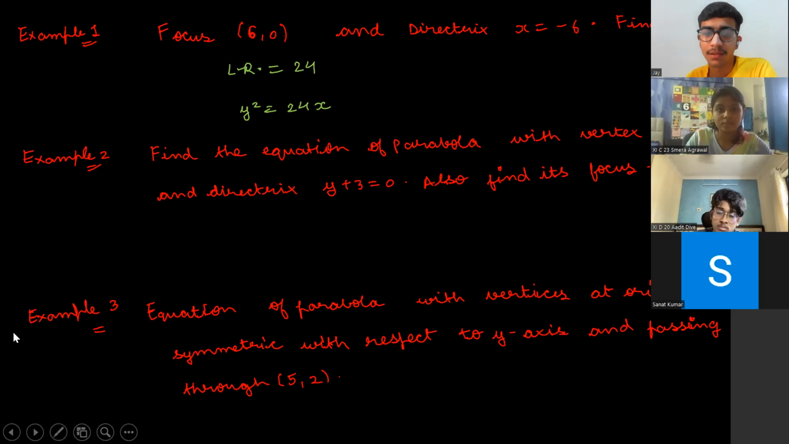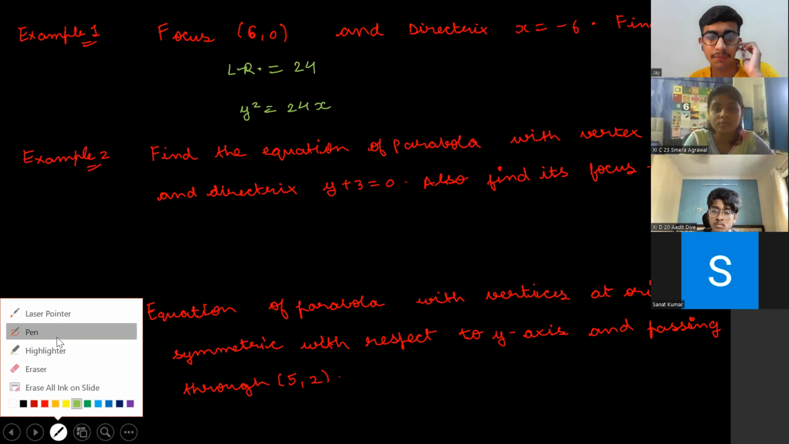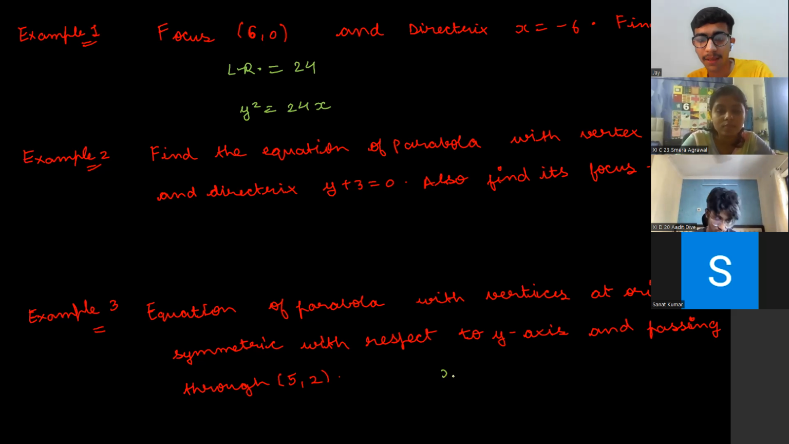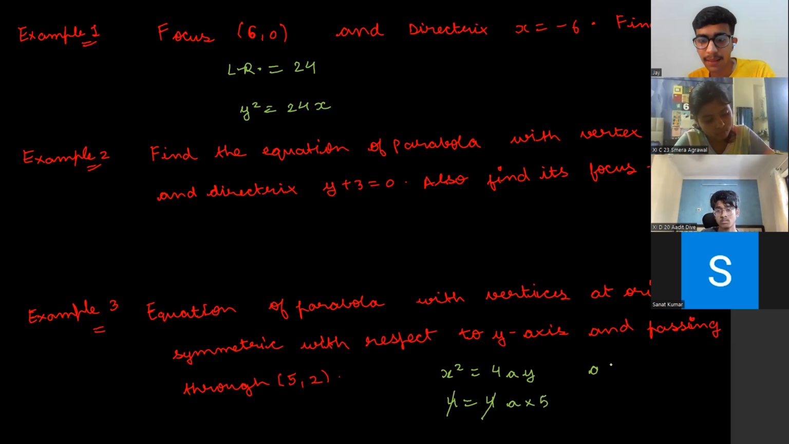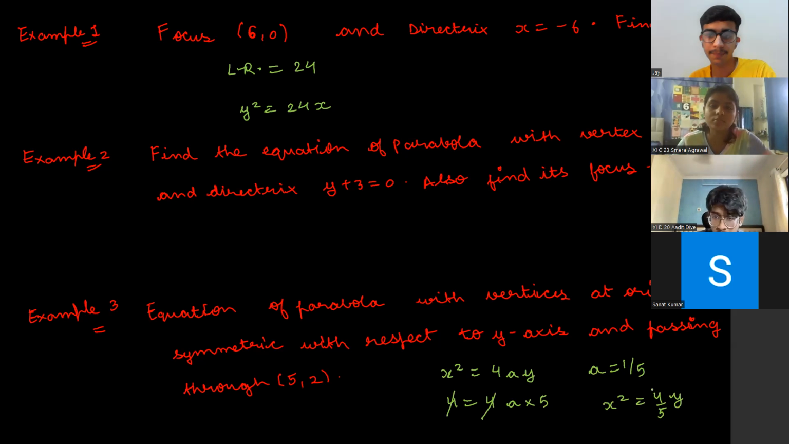So for the third one, we were able to figure out that it is of the form x square is equal to 4ay, right? And we have a coordinate 5, 2. So that means 4 is equal to 4 times a times 5. This and this cancels out. We have a as 1 by 5. So the parabola is x square is equal to 4 by 5y.